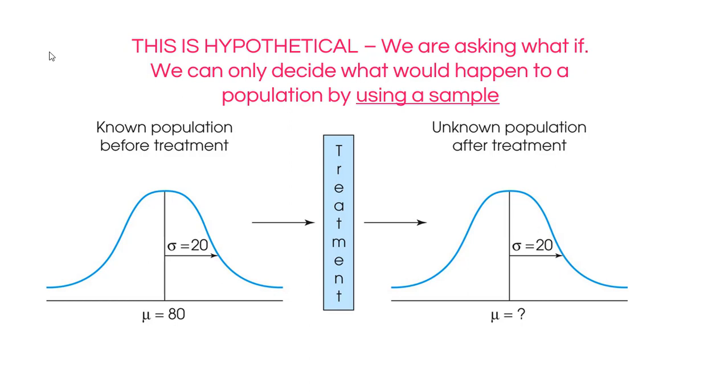We can only decide what would happen to a population by using a sample. So in most cases, like I've said, you can't measure the whole population. And so we're using a sample to determine what would happen in the population if everybody received the treatment. So using this sample will tell us something about a population. In other words, we use the sample to infer something about the population that the sample comes from. So in the next video, we're going to talk about factors that influence hypothesis testing.